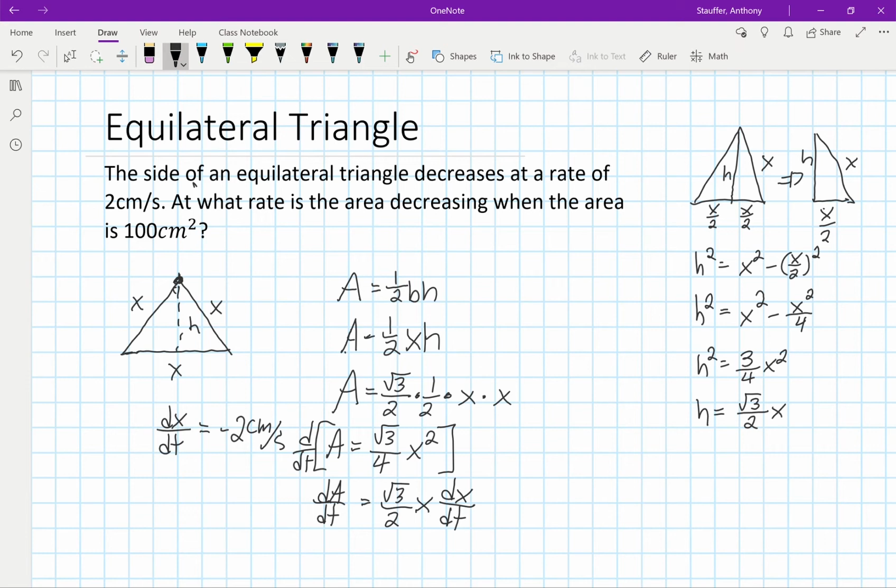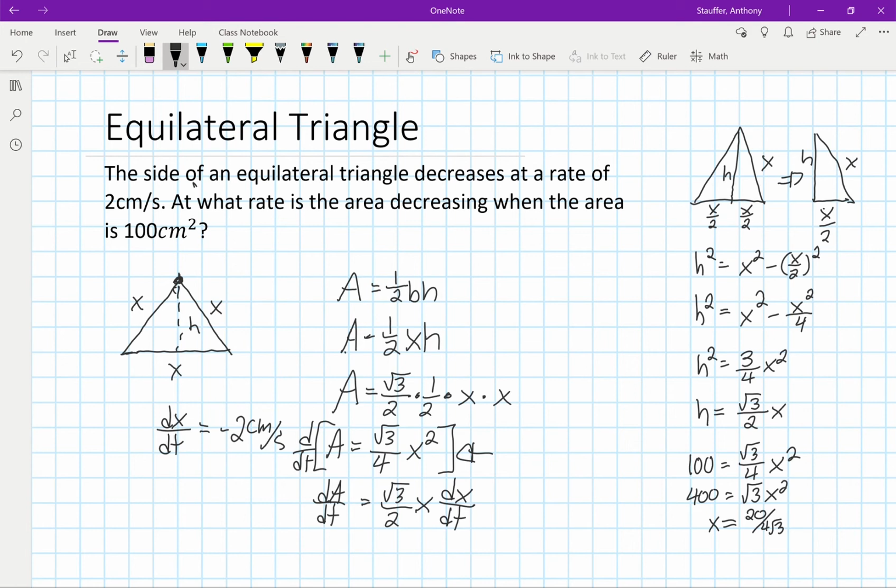Now we're looking at this for when the area is 100 centimeters squared. But it doesn't give me the x value. So I'm going to have to find the x value using the area formula that I had before, this area formula right here. We get 100 equals root 3 over 4 x squared. 400 equals root 3 x squared, or moving the root 3 over and taking the square root, I'm going to get x equals 20 all over the 4th root of 3, because taking the square root of a square root is just going to give me the 4th root.